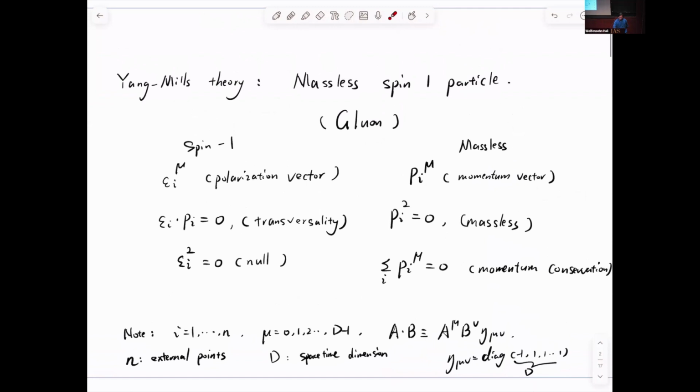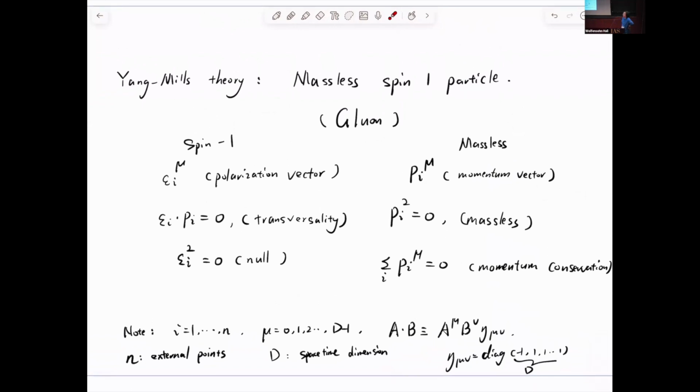First, let me introduce the Yang-Mills theory. The Yang-Mills theory describes massless spin-1 particles we call gluons. Unlike scalars, besides the momentum vector, we now need one more vector called the polarization vector to describe the spin information. The polarization vector has the constraints epsilon_i dot p_i equals 0, and epsilon squared is 0. Massless means p squared is 0, and the gluon amplitudes obey momentum conservation.